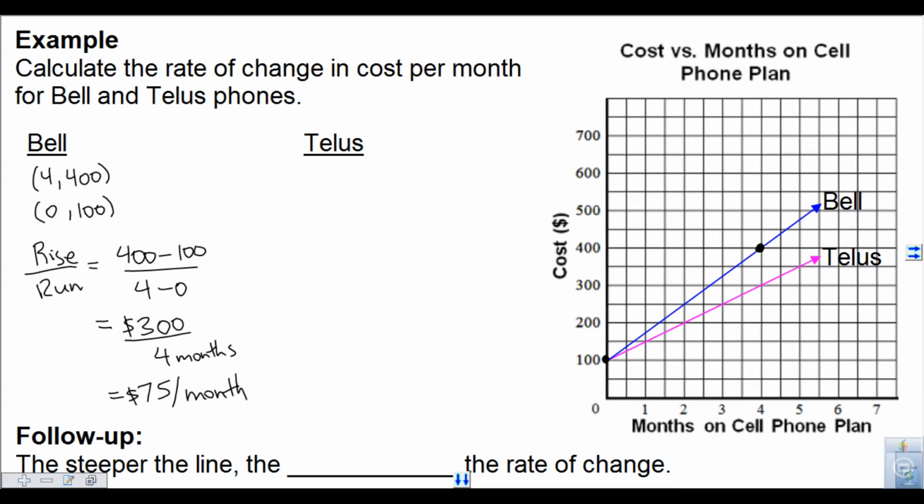All right, I'd like you to try to do the same thing with Telus. So if you could pick 2 points, actually I'll pick 2 points so that we have a common discussion about it. So let's pick the first one and this point right over here. Okay. So what I'd like you to do is write down the 2 points as ordered pairs and then calculate the rise over run and see what the rate of change is for the cost per month for Telus.